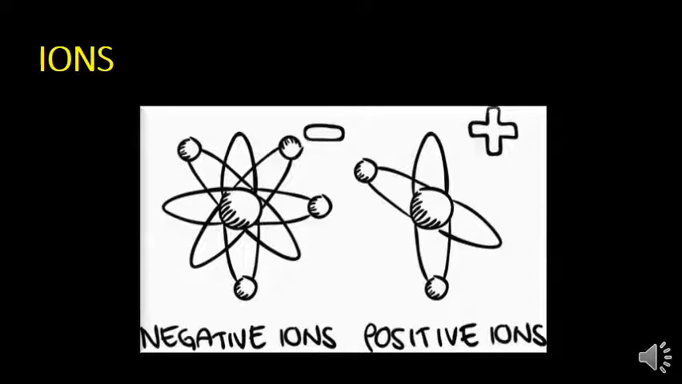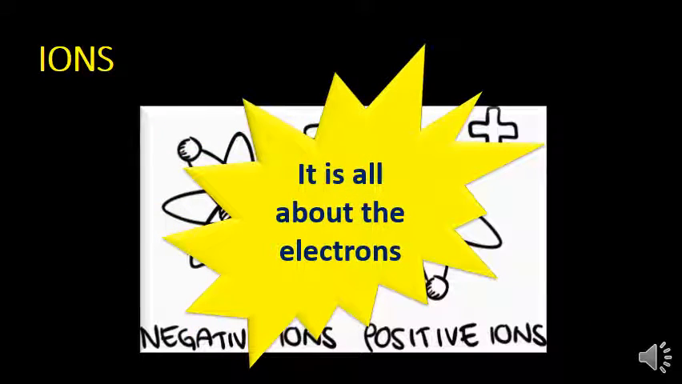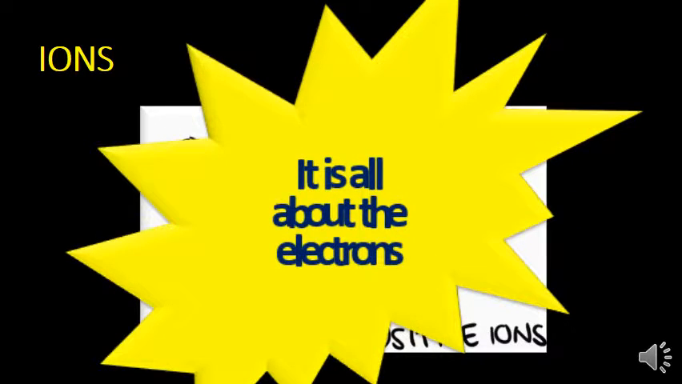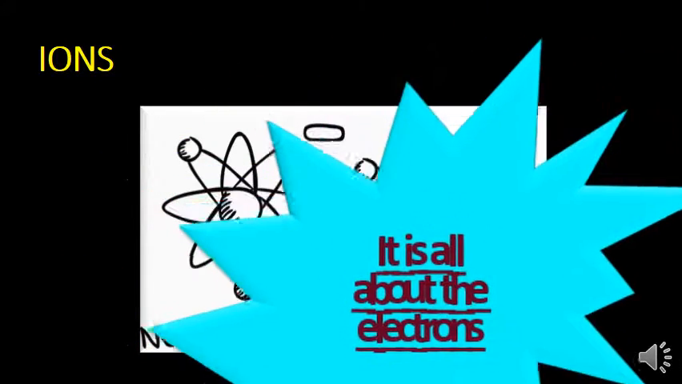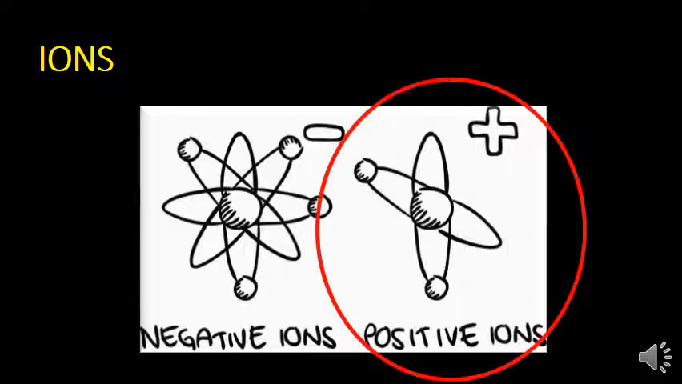There's two types of ions. There's negative ions and there's positive ions. Because ions are all about the electrons. In fact, chemistry is all about the electrons. And how chemicals get together and form bonds, well, it's all about the electrons. So the first thing we're going to do is focus on the ions that make a positive charge.